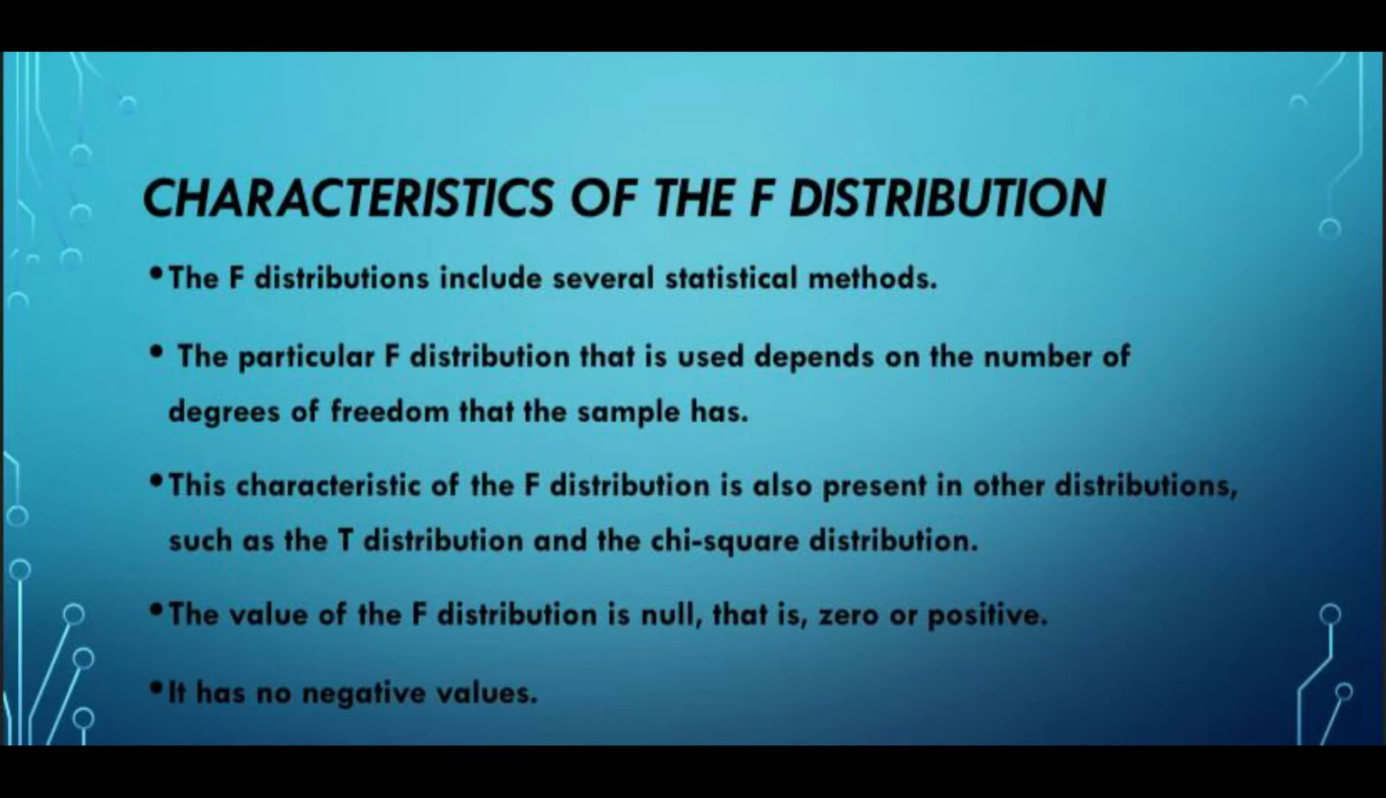Characteristics of the F distribution. The F distribution includes several statistical methods. The particular F distribution that is used depends on the number of degrees of freedom that the sample has. Another characteristic is that the F distribution is also related to other distributions such as the T distribution and the chi-square distribution. The value of the F distribution is null, that is 0 or positive, and it has no negative values. And last, the F distribution is slightly tilted to the right. Therefore, it is a probability distribution that is not symmetric.